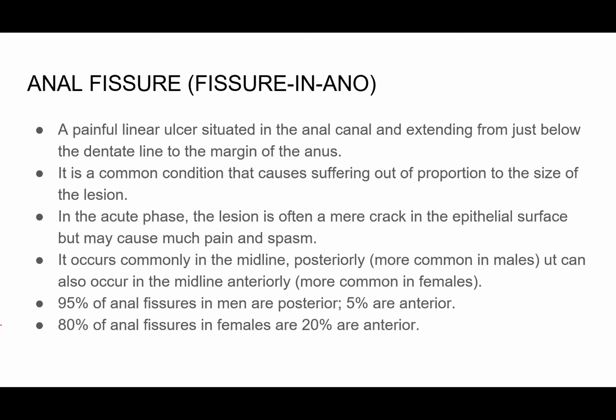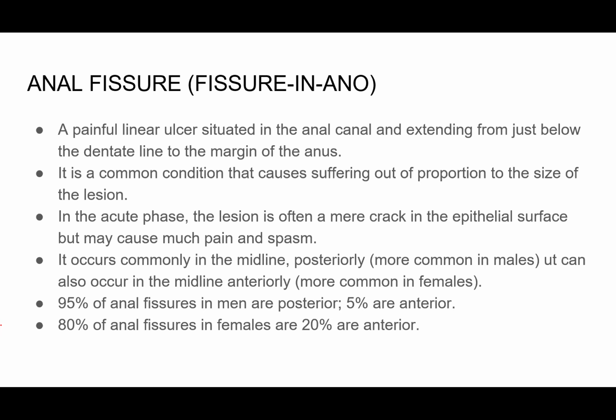So the final benign anorectal condition we'll be looking at is the fissure in ano, which is a painful linear ulcer situated in the anal canal, and it extends just below the dentate line to the margin of the anus. Extending below the dentate line indicates somatic innervation, and thus anal fissures are painful. It's a common condition that causes suffering out of proportion to the size of the lesion. In the acute phase, the lesion is a mere crack in the epithelial surface, but may cause much pain and spasm.